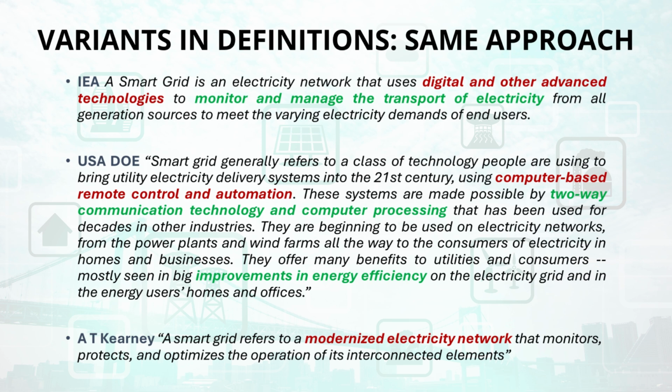Now, in the slide, you can see various definitions from different organizations like IEEE, DOE, AT Kearney. They might use different words, but you said they point to the same fundamental approach. Exactly. It's like they're describing the same elephant from slightly different angles. Let's look at a few. Okay, the IEA. The International Energy Agency defines it as an electricity network that uses digital and other advanced technologies to monitor and manage the transport of electricity from all generation sources to meet the varying electricity demands of end users. Key takeaways: digital tech, monitoring, management, handling diverse sources and varying demand. It's about visibility and control.